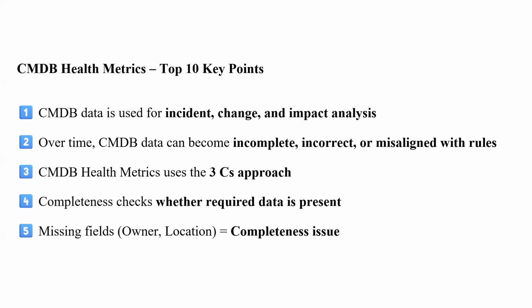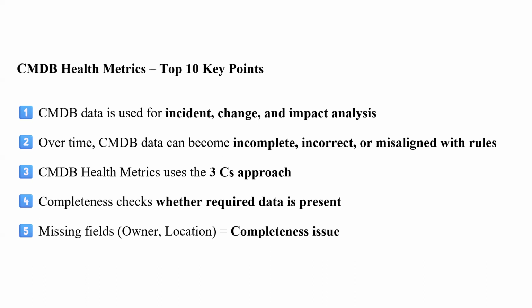CMDB data is used for incident, change and impact analysis. So it means CMDB stores all the configuration items. What are the configuration items? Configuration item means servers, applications, databases, these and all. If a server failure incident is created, then the team checks the CMDB. What happened? In CMDB it finds the owner, location, dependencies. And during change, CMDB shows impacted systems.